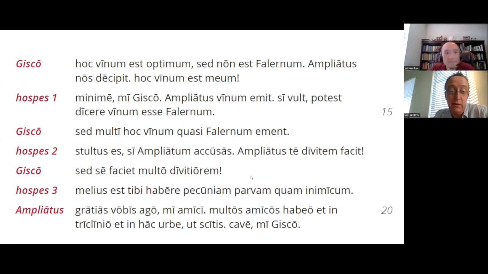Ampliatus says at the end there to his friends, "Thank you, my friends." And he says, "You need to be careful, Gisco. I've got a lot of friends, both here in this dining room tonight, but also in the city." And it's trying to really show students that sometimes the good guys don't win. Real life is not as simple as a Hollywood movie, I guess.